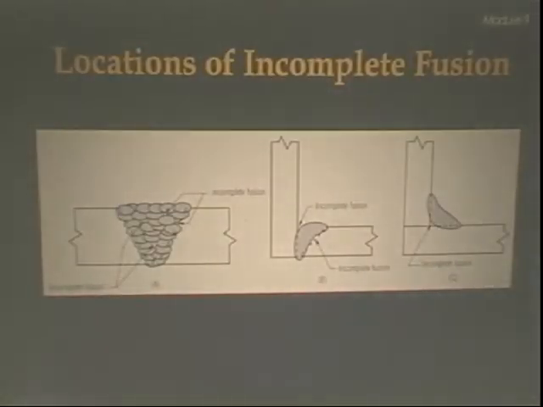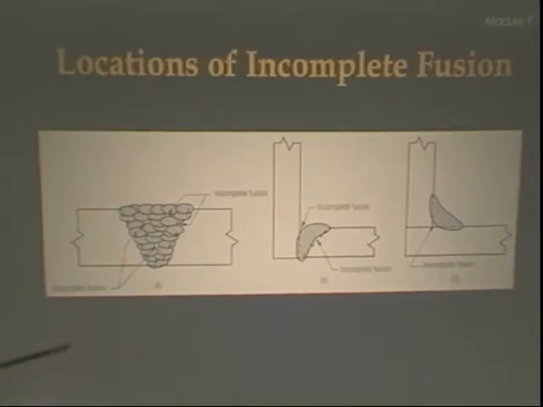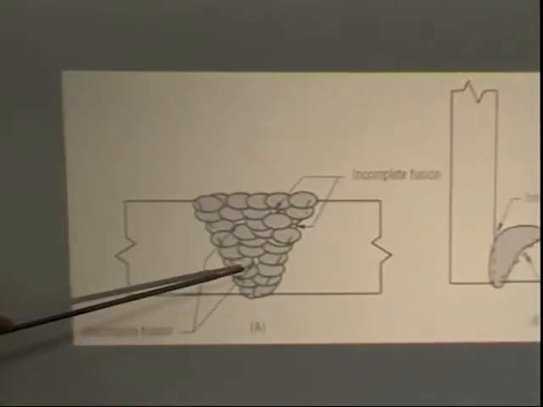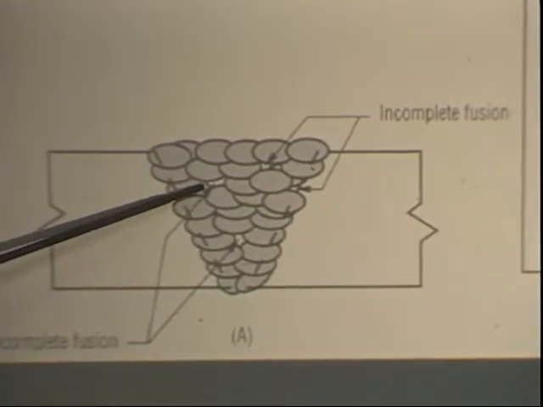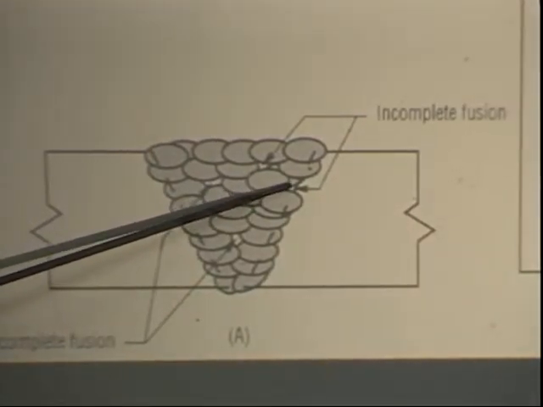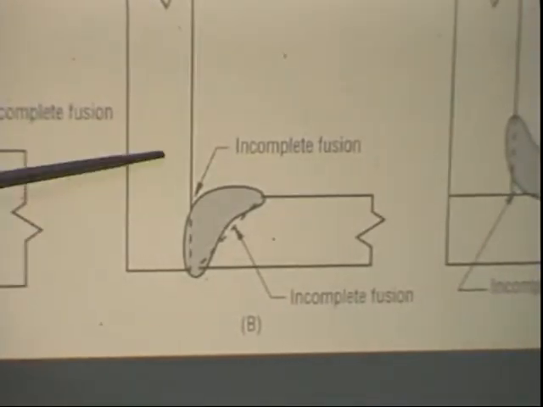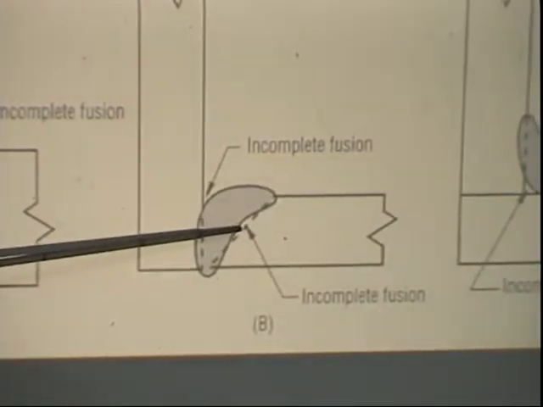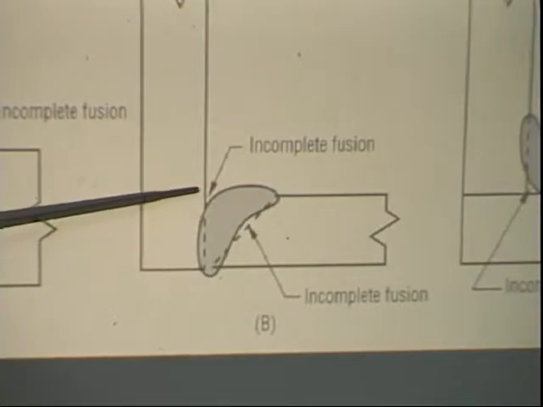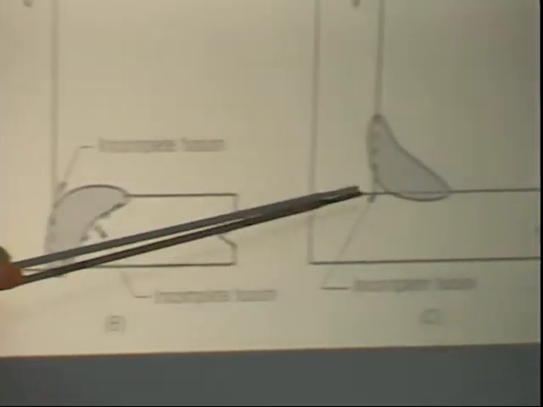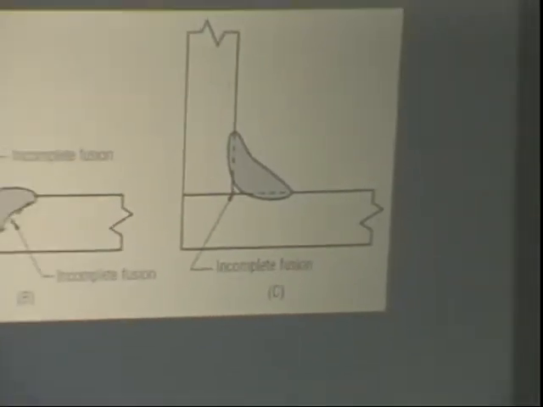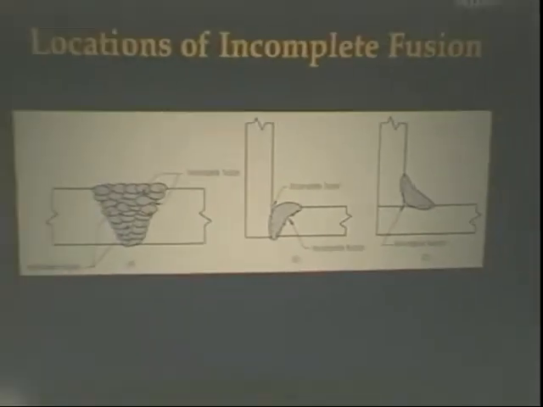You have this picture in your text, and it's just an example of voids. Here we have a single V-groove weld, and here they didn't fill it in, here they didn't fill it in. Here along the fusion face, they didn't fill it in. Over here again, this would be a single bevel. The fusion face wasn't melted, and here they didn't tie in properly, and here they didn't break down the toe. Those are all examples of incomplete fusion.